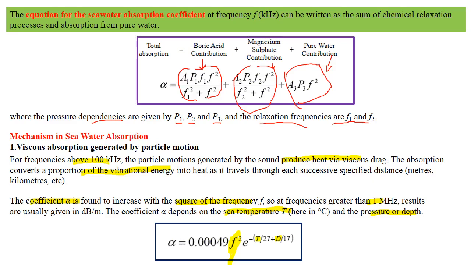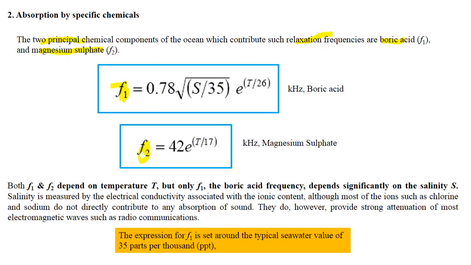The second one, absorption by specific chemicals. Two principal chemical components in the ocean which contribute such relaxation frequencies are boric acid and magnesium sulfate. F1 is due to boric acid and F2 is due to magnesium sulfate. F1 and F2 depend on temperature T, but only F1, the boric acid frequency, depends significantly on the salinity S. Salinity is measured by the electrical conductivity associated with the ionic content of the salts.